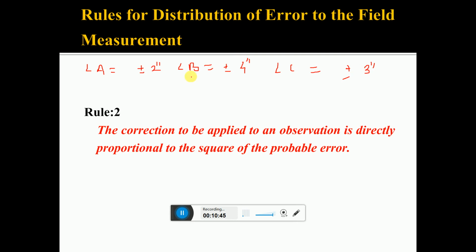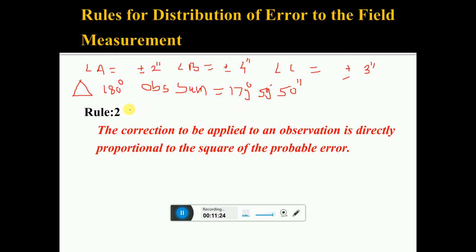Then, how to distribute this error? Suppose the theoretical sum is again for a triangle. We are taking the example of the triangle. The theoretical sum is 180 degrees, and the observed sum, that is the sum of the observed angles, is equal to 179 degrees 59 minutes and 50 seconds.